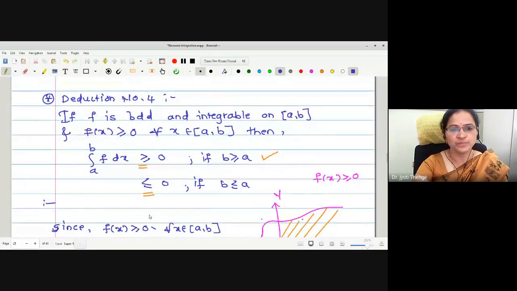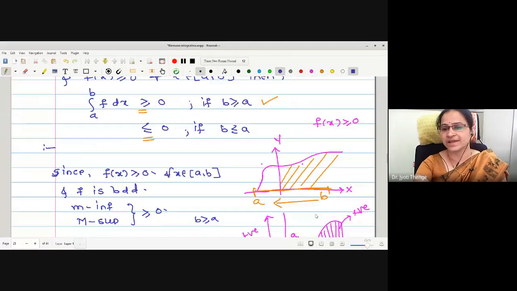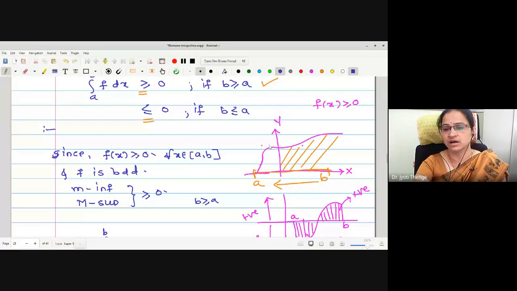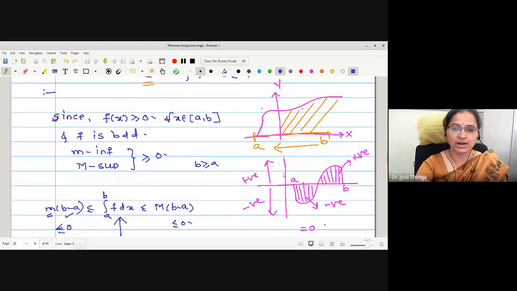Deduction number 4: we have proved that for any bounded and integrable function, if the function is non-negative, then its corresponding integration is also non-negative, provided b is greater than or equal to a, and the same integration will convert to a non-positive value if b is less than or equal to a. From the sketch, this idea is very clear, because if the function is non-negative, the curve is going to lie above the x-axis, and whenever the curve lies above the x-axis, surely the area bounded by the curve is non-negative.